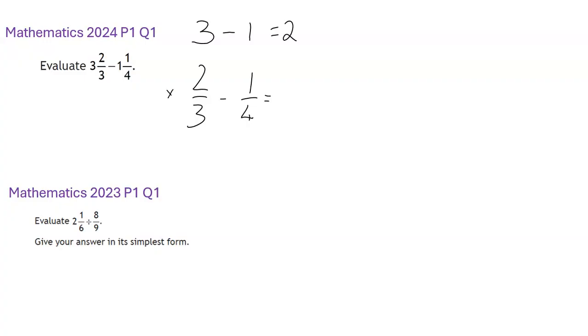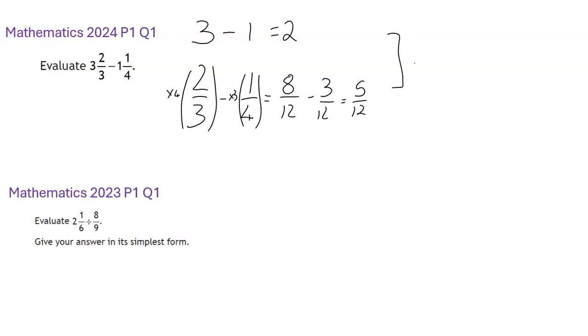So I'm going to multiply everything in the first fraction by 4, and everything in the second fraction by 3. They're the opposite denominators. That will then give me 8/12 take away 3/12, i.e. it's going to unsimplify the fractions. Doing that calculation will give me 5/12. What I can then do is combine these two parts and say that equals 2 5/12.